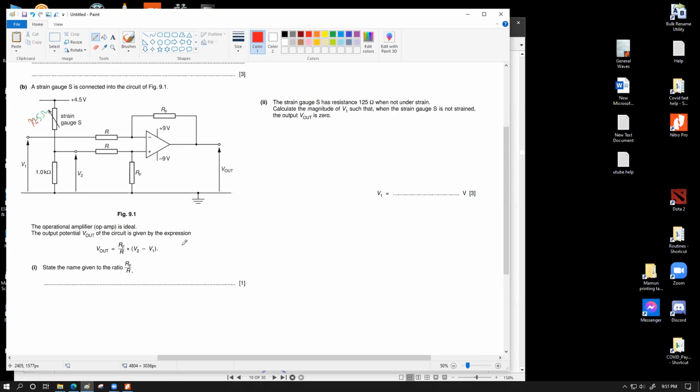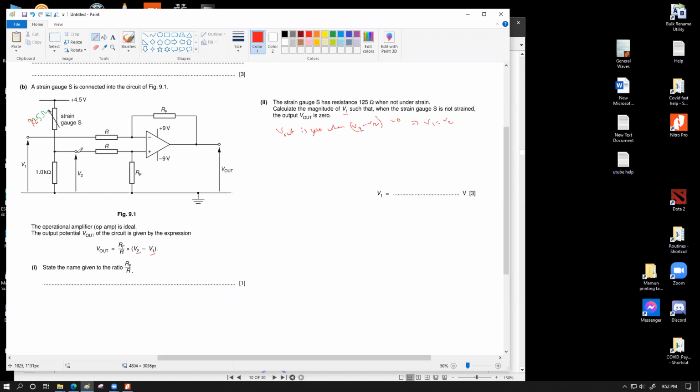And when is Vout 0? Vout is 0 when V2 and V1 are equal. So you can write in words that Vout is 0 when V1 minus V2, V2 minus V1 equals 0, which implies V1 equals V2. So V1 and V2 have to be equal.